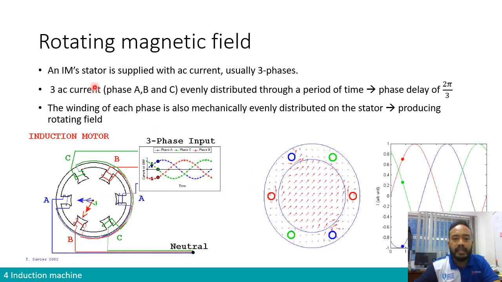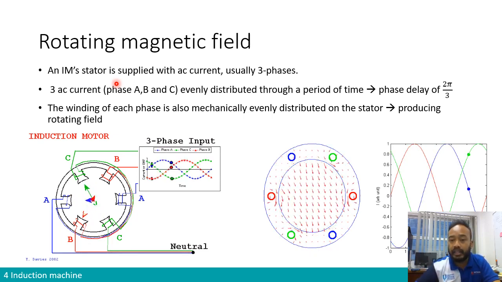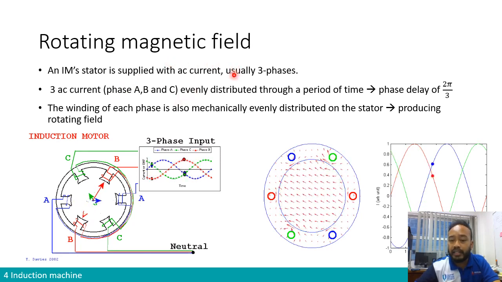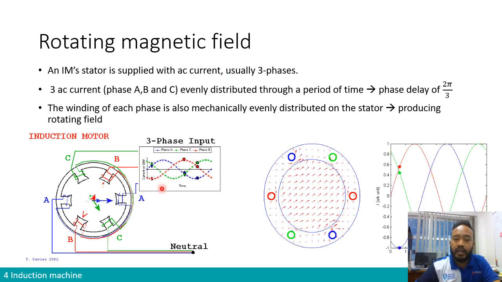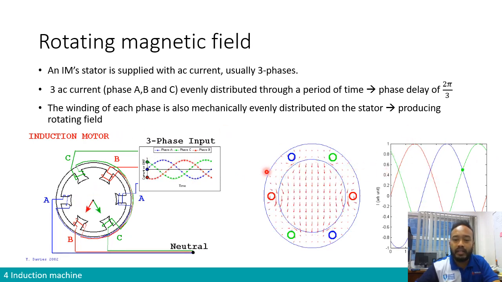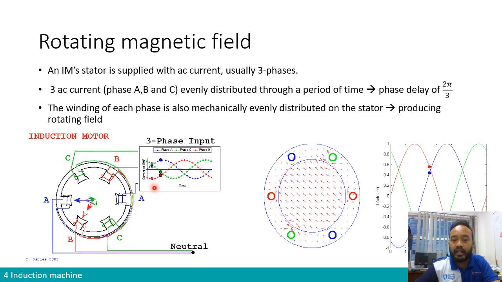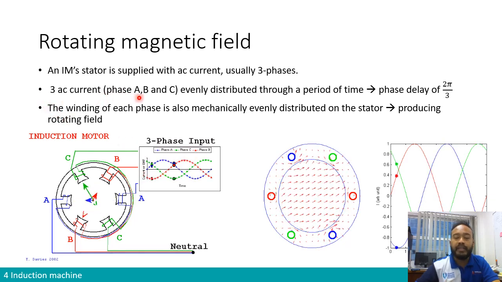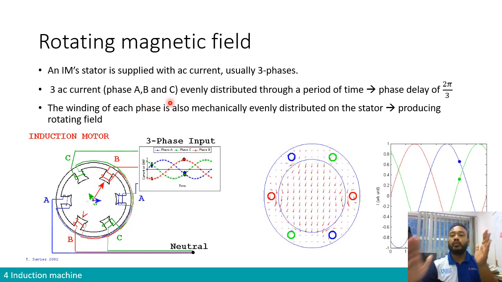We know that an induction machine is an AC machine, an alternating current machine, and usually it is a three-phase machine supplied with AC current. As we can see in this graph, and in this graph over here, it's the same graph, showing the variation of current versus time. So you have three phases, three AC currents, usually called phase A, phase B, and phase C, which are evenly distributed through a period of time.